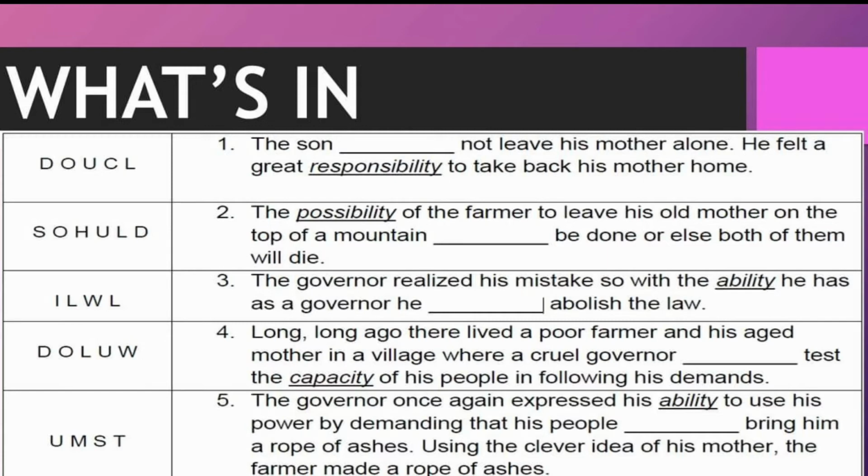law. Number 4, long, long ago, there lived a poor farmer and his aged mother in a village where a cruel governor blank tests the capacity of his people in following his demands. And last, number 5, the governor once again expressed his ability to use his power by demanding that his people blank bring them a rope of ashes. Using the clever idea of his mother, the farmer made a rope of ashes. Remaining time starts now.